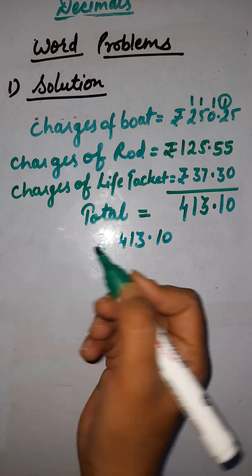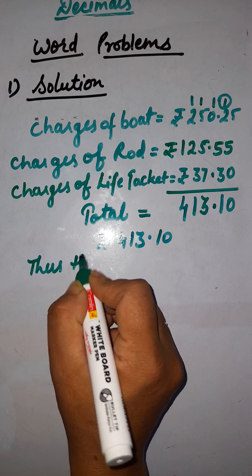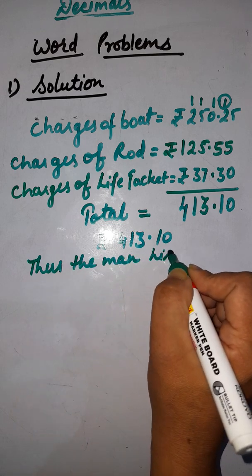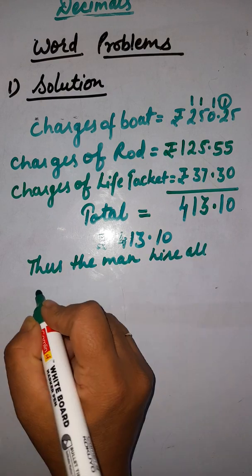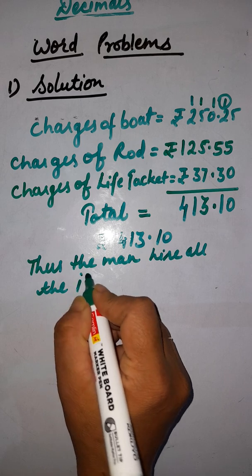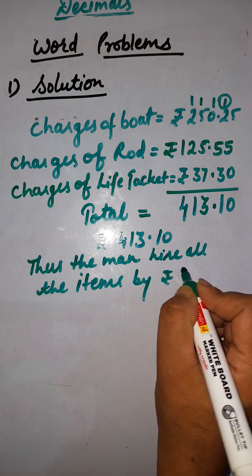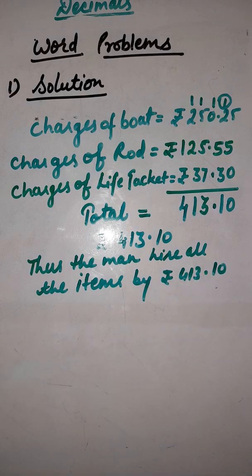So we can write here, thus the man hired all the items by rupees 413 and 10 paise.